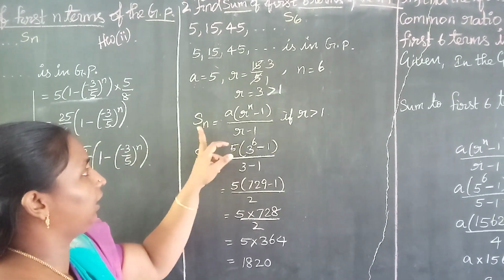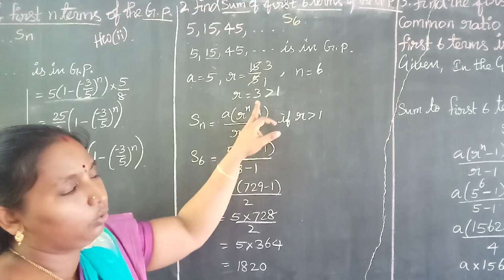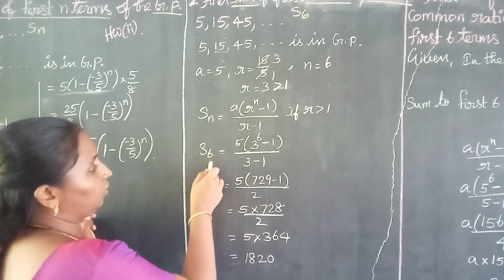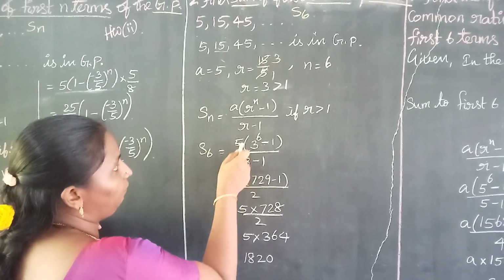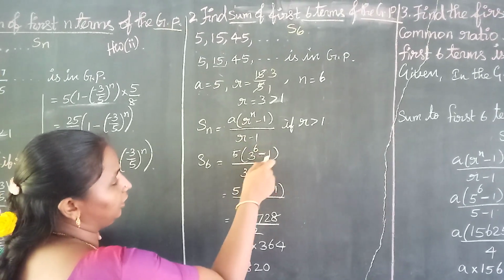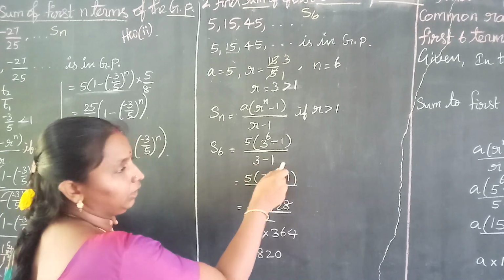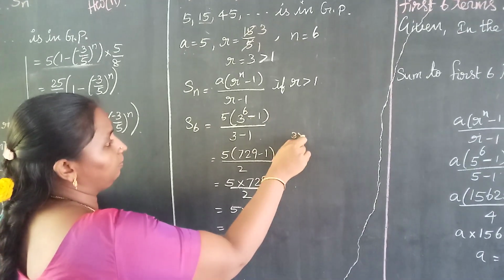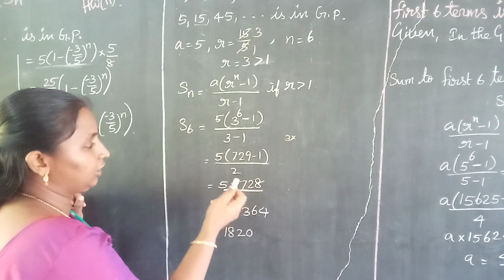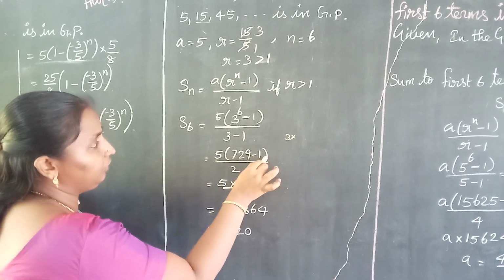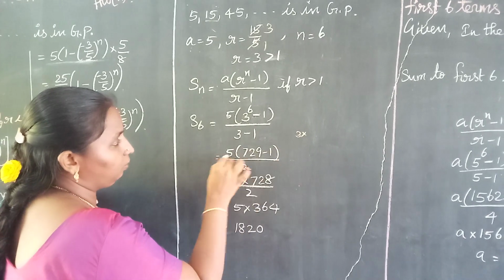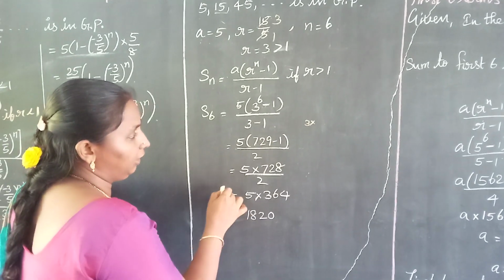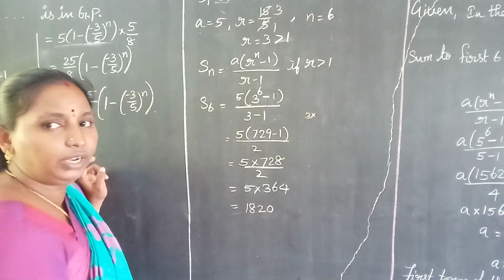What is the formula for Sn? Sn equal to A into R power n minus 1 by R minus 1. So n value is 6. So S6 equal to A of 5, R power n of 3 power 6 minus 1 by R minus 1, that is 3 minus 1. So 5 into, find 3 power 6. So multiply 3 by 6 times. Okay, so you get 729 minus 1 divided by 3 minus 1, that is 2. So 5 into 729 minus 1, you get 728.